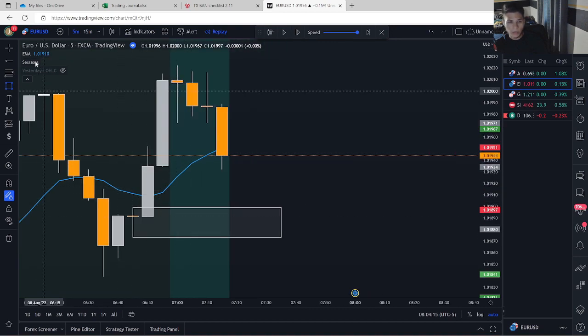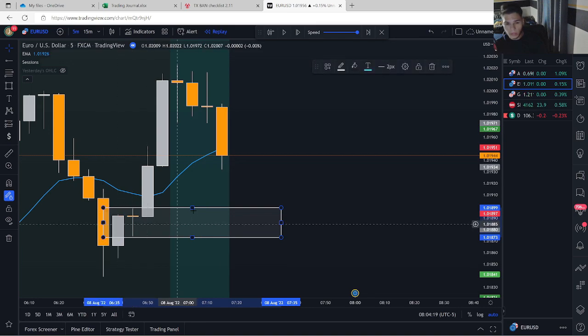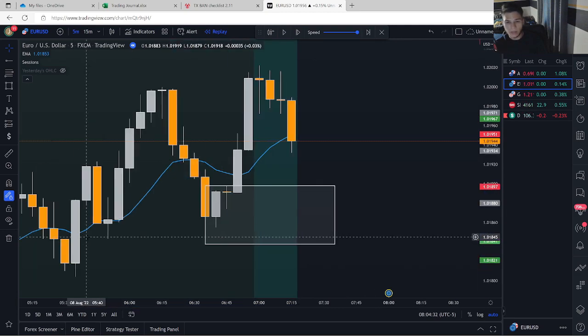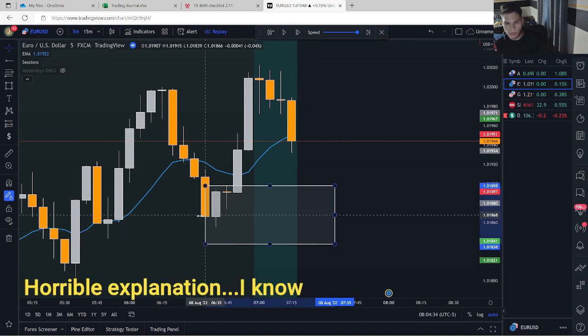What I also like to do when I see 5-minute demands is I like to go to the swing lows. So I don't just drag the box to wherever the demand candle ends. I just drag it to the low of that candle, if you know what I mean. So it would have been right there.